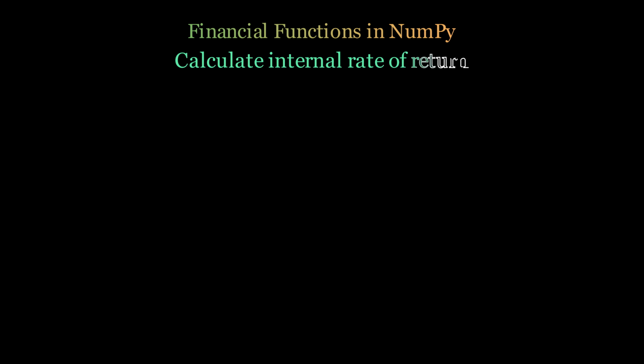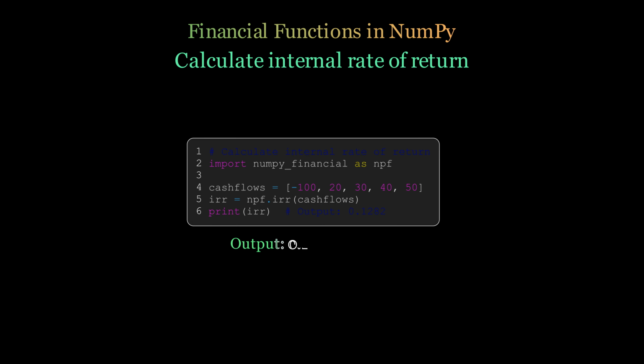IRR is the discount rate that makes NPV 0, effectively the investment's return rate. Our cash flows yield a 12.82% IRR, meaning this investment performs like putting money in an account earning 12.82% annually. Investors compare this to their required return.